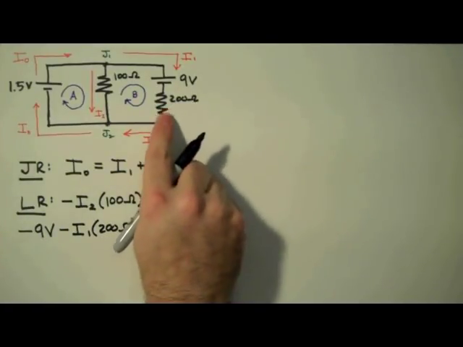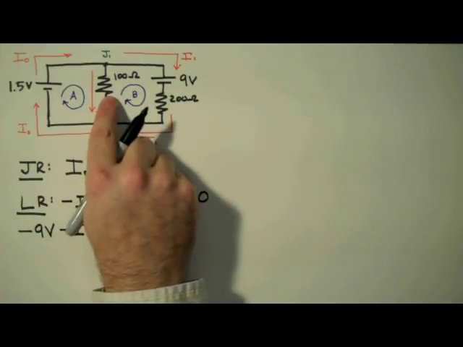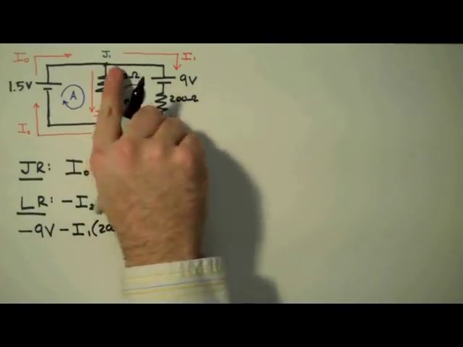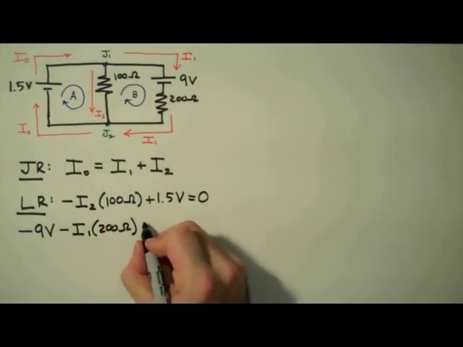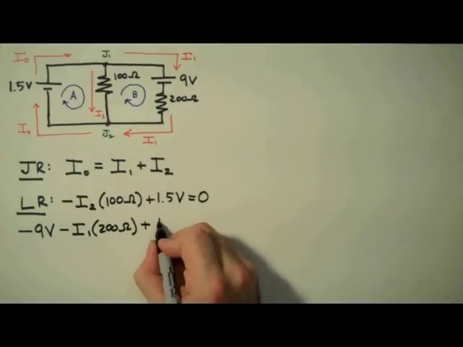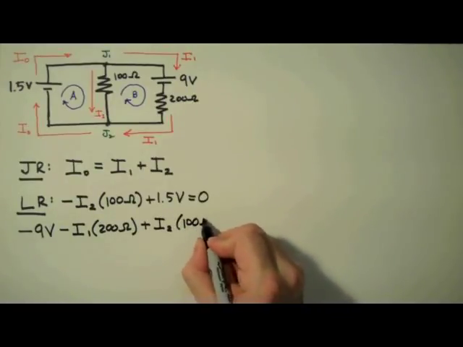And then we continue around loop B up the middle leg until we get to the 100 ohm resistor. Here we're traveling up the leg, whereas the current is traveling down. This is going to indicate a voltage lift, plus IR. So I write plus I2 times 100 ohms.